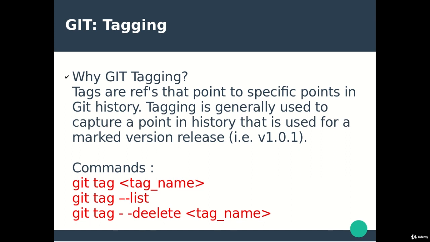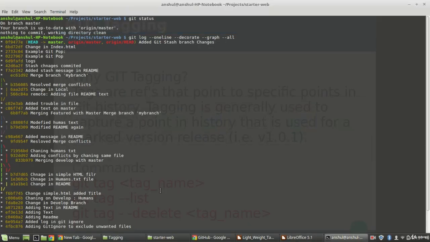Now let's see how we can basically create the tag. So simply we need to fire a command git tag, as we have over here, the git tag and then tag name. So this will create a tag for you, right? So let's move to the terminal.